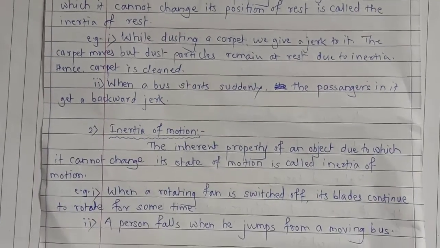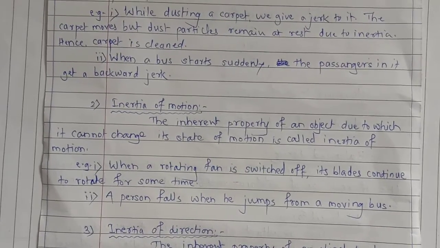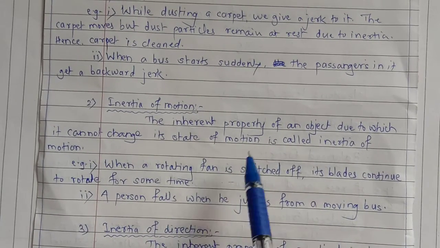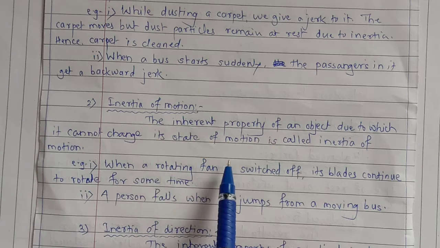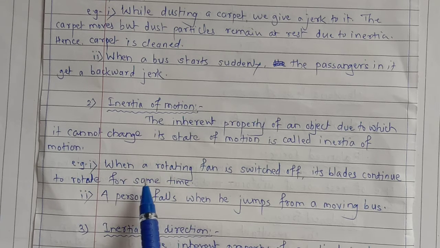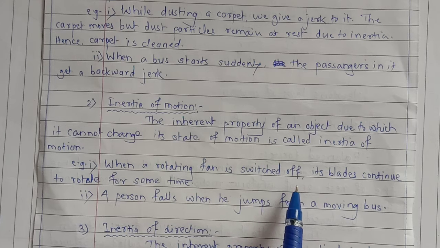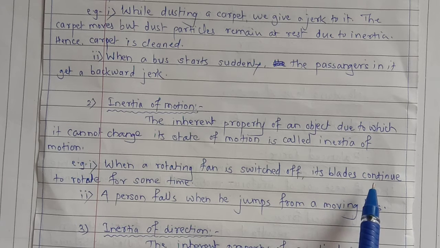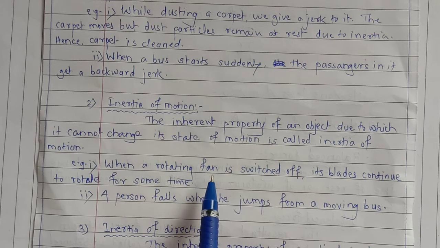Next is inertia of motion. The inherent property of an object due to which it cannot change its state of motion is called the inertia of motion. Let us understand this with some examples. When a rotating fan is switched off, meaning the force of electricity acting on it is stopped, its blades continue to rotate for some time, because these blades cannot change their state of motion, and that's why they continue to remain in the state of motion.